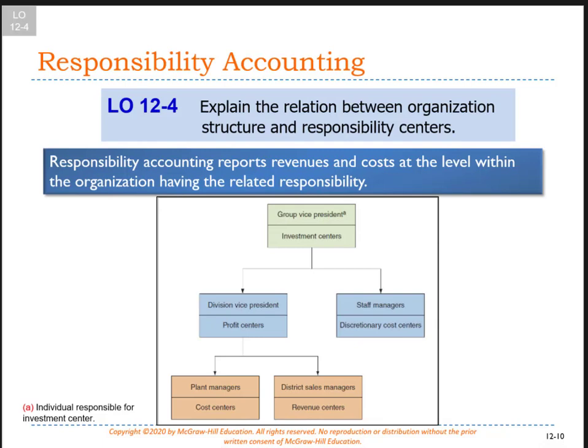So to do this, we use the term responsibility accounting. I get accounting, or information, about my area of responsibility. The group vice president has a large umbrella looking over multiple investment centers. An individual manager may only have a discretionary cost center or profit center, and we break it down into smaller and smaller pieces with just revenues and costs. So we need to define these centers, how we've divided up our responsibilities in the organization.